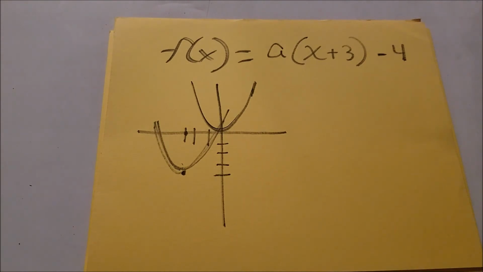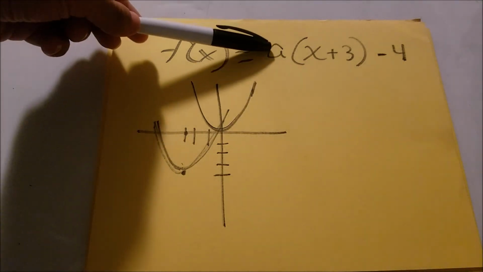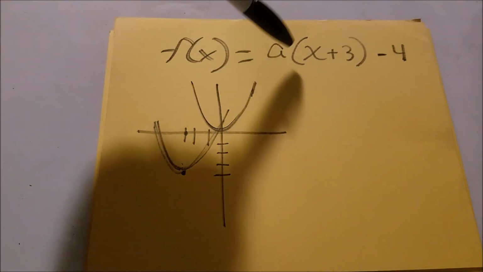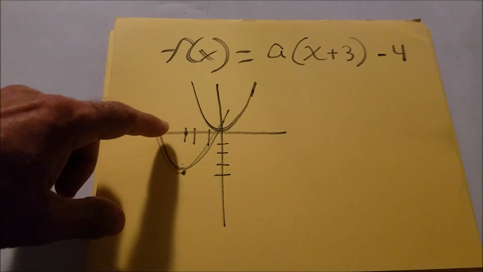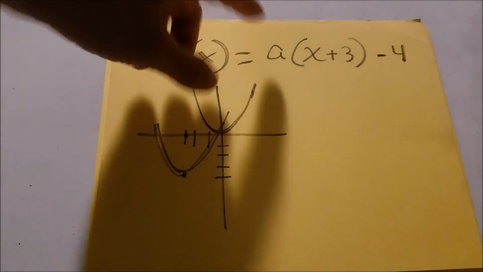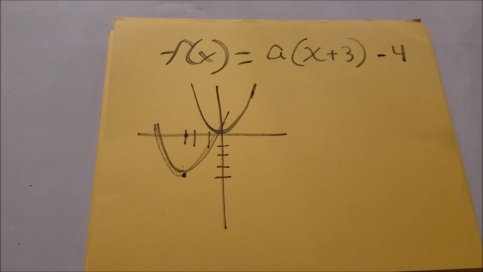That would be our new graph. All right. So in the next video, we'll talk about when a is greater than 1, because when a is greater than 1, like we said, it's going to compress it. It's going to make it narrower. And if it's less than 1, it will make it wider. All right, great job.